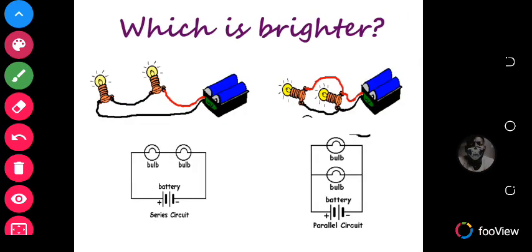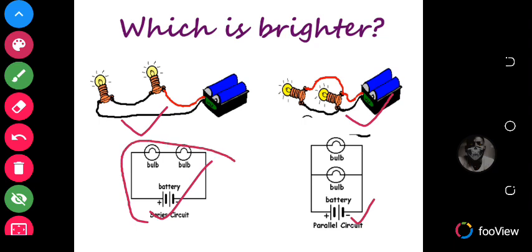So let's look at an example. Which is brighter? So this is a series and this is a parallel. Now of course a series is going to shine brighter than a parallel because they actually have the same amount of electric current passing through it. But in this one, the electric current will be shared between this bulb and this bulb. So series always shines brighter than parallel.